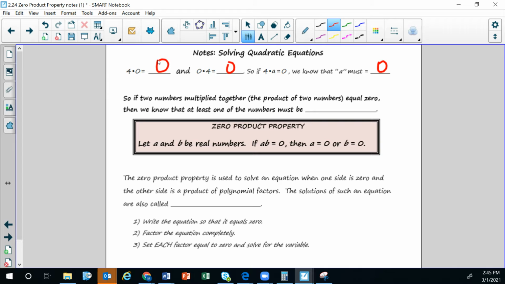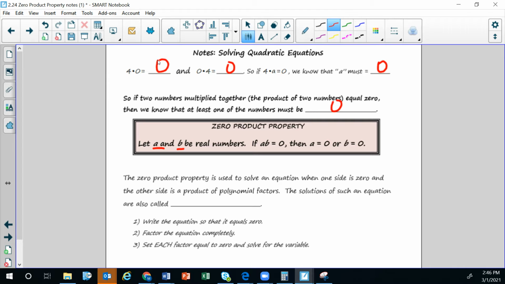And so if two numbers are multiplied together and they equal 0, then we know at least one of those two numbers must be 0. And this is what we call the zero product property. Right? It states that let A and B be real numbers, and if A times B equals 0, then A equals 0 or B equals 0.